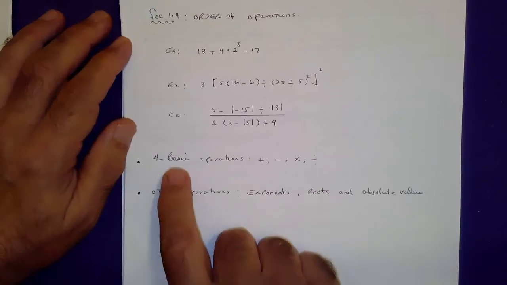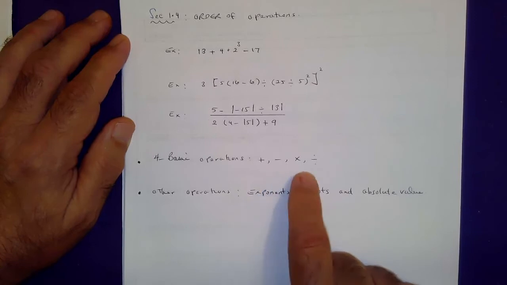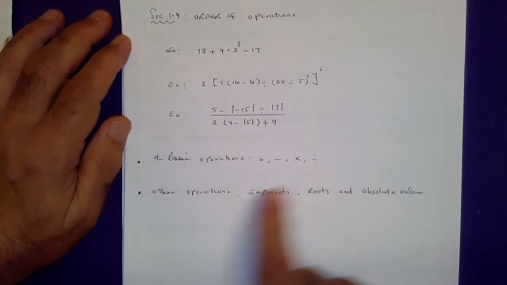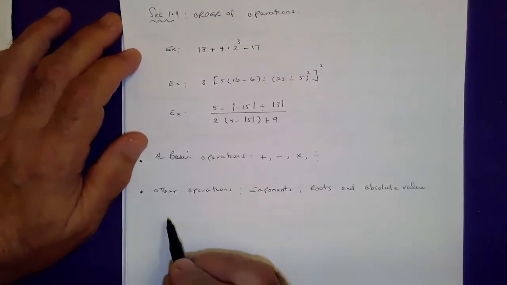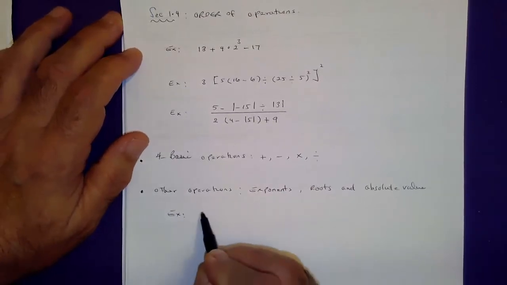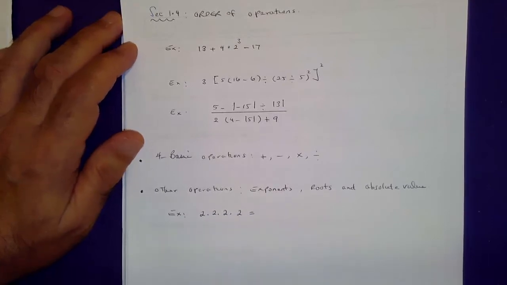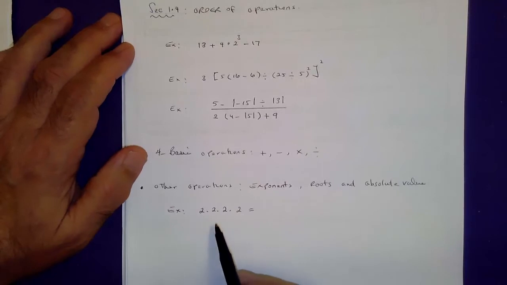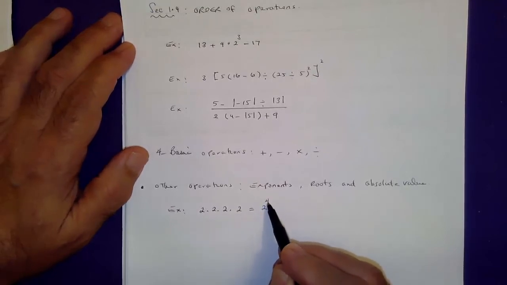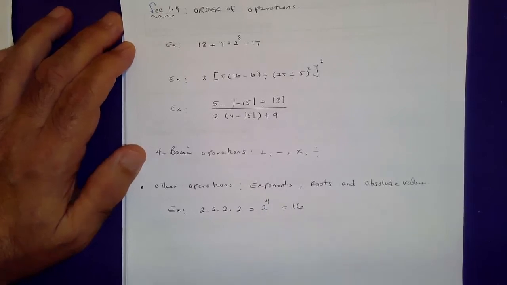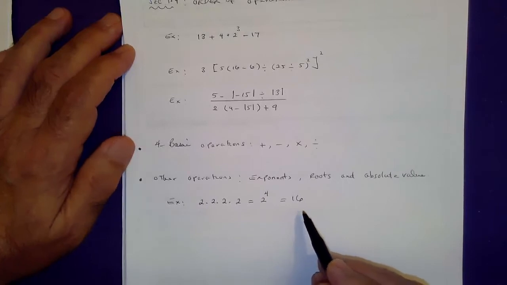So basically, we have to review 4 basic operations, which are addition, subtraction, multiplication, and division. We also have other operations, such as exponents. Exponents are like, let's say, you're trying to multiply 2 by itself 4 times. Instead of writing 2 times 2 times 2 times 2, we could just write this as 2 to the 4, which is 16. That's basically how an exponent looks.